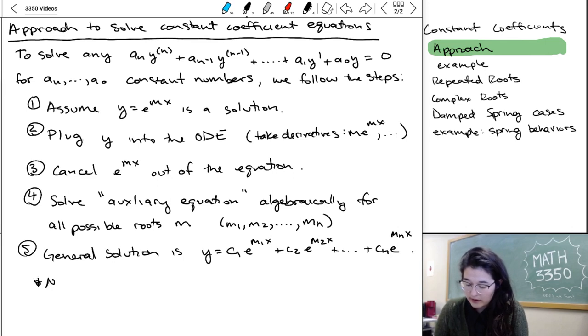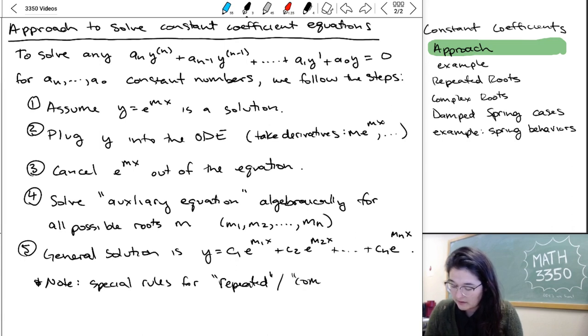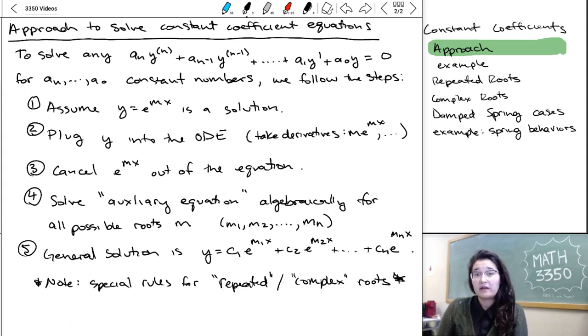Quick note, these aren't the full steps you need to solve every problem in this section. There are going to be special rules for problems where we have repeated or complex roots. And we're going to do that in some later videos, but I just want you, however you need to in your notes, to note that there are different places later that you might need to check for actually writing down this equation.